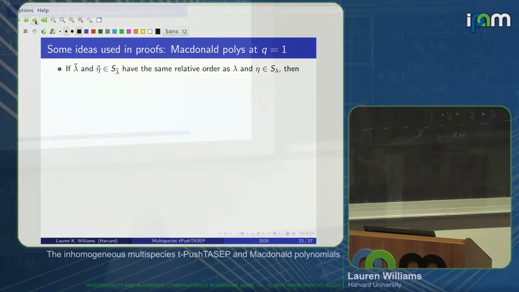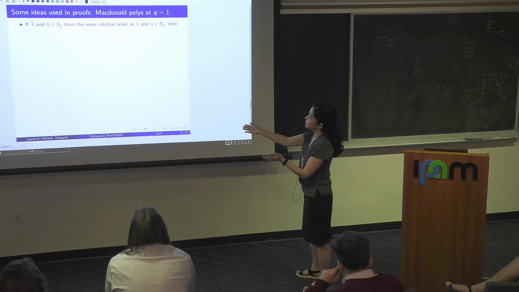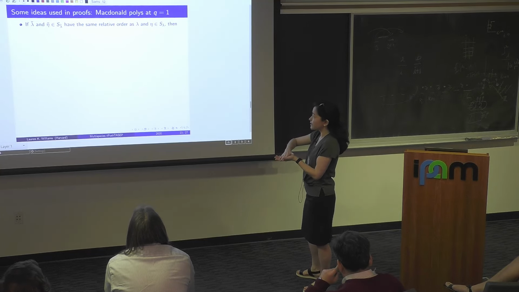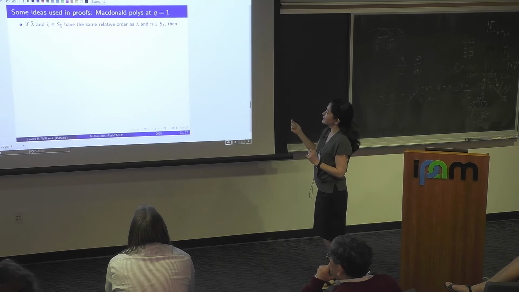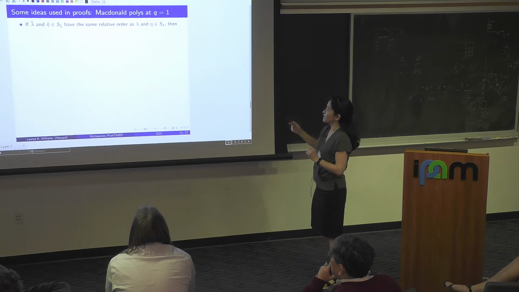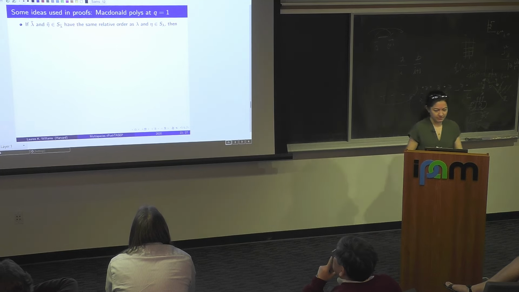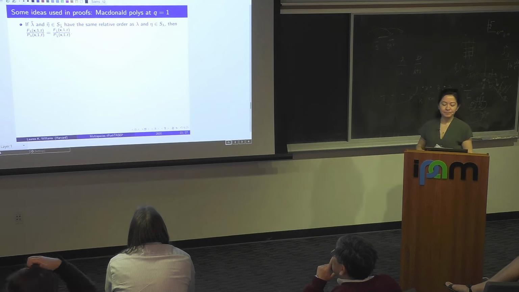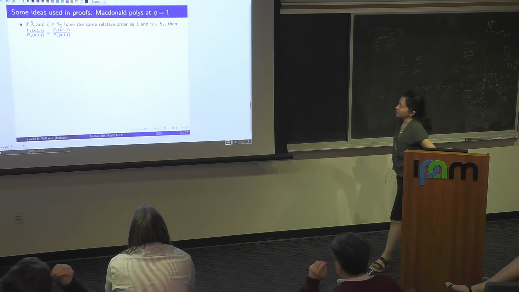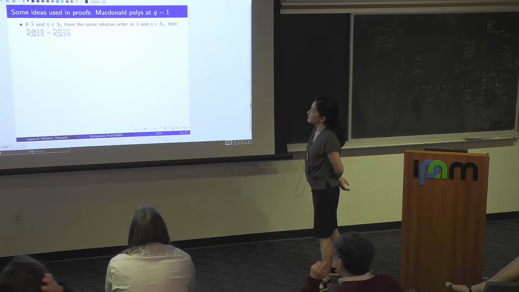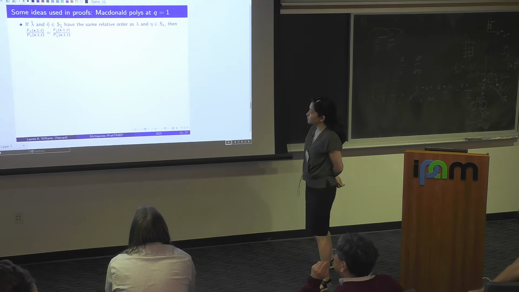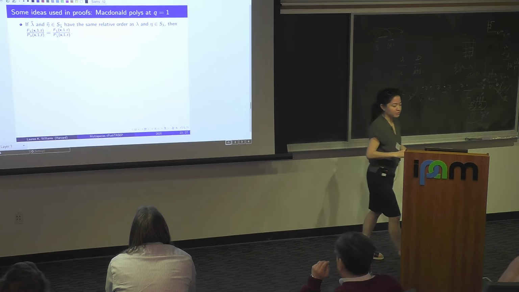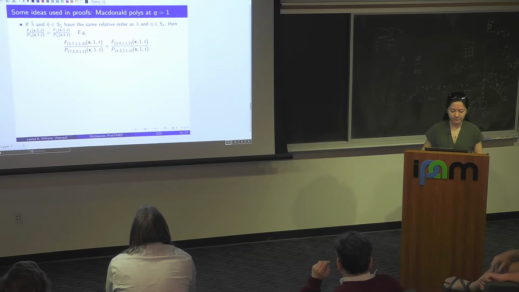If I have a partition lambda tilde and a composition eta tilde, and they have the same relative order as a partition lambda and a composition eta, then this ratio of polynomials, the ASEP polynomial over the Macdonald polynomial at q equals 1, these ratios of polynomials are exactly the same.